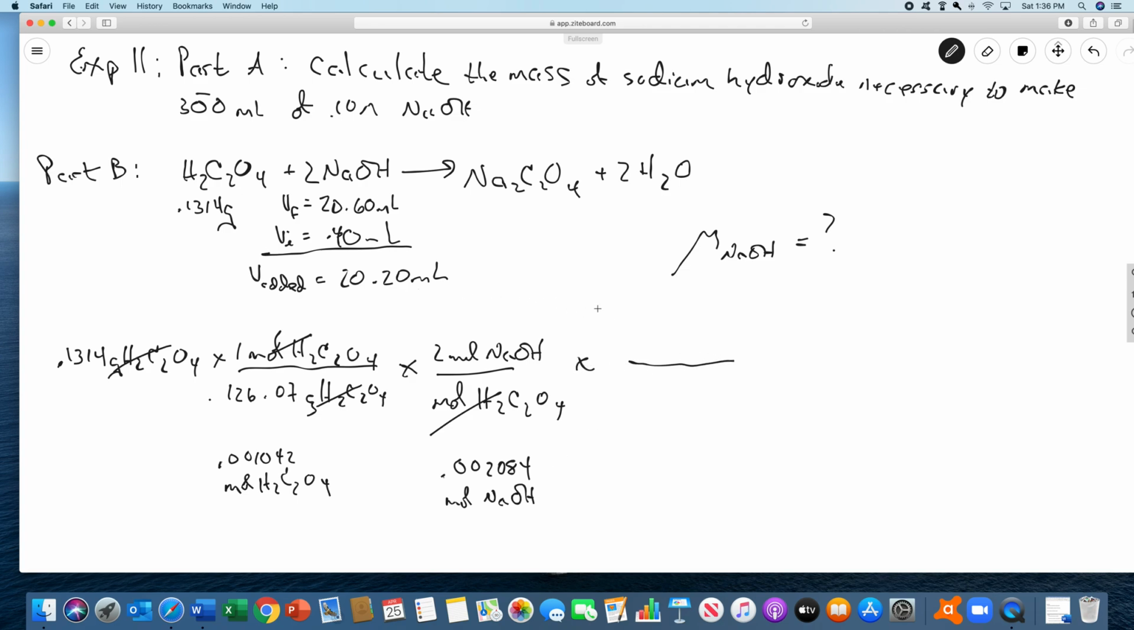Well, that many moles was contained in that many milliliters. We want to put it in liters because molarity is moles per liter. So 0.02020 liters is 0.1032 molar NaOH, or moles of NaOH per liter. All right, so that's it for the calculations for the standardization. So we'll stop the video here, and then we'll do the last part.